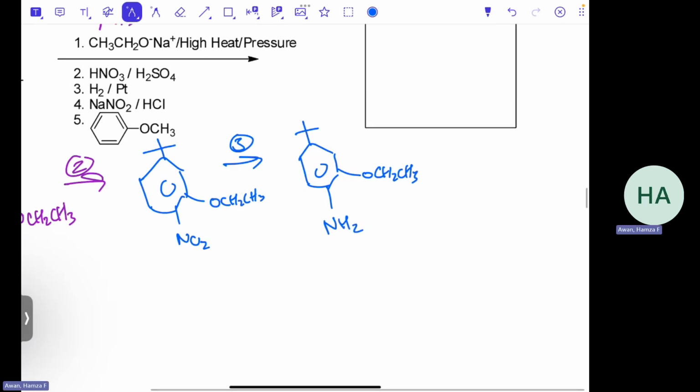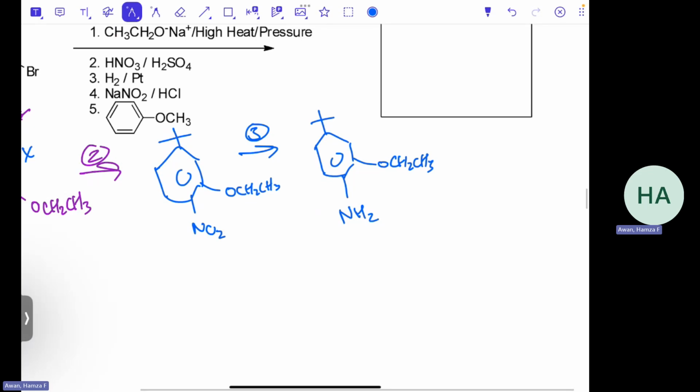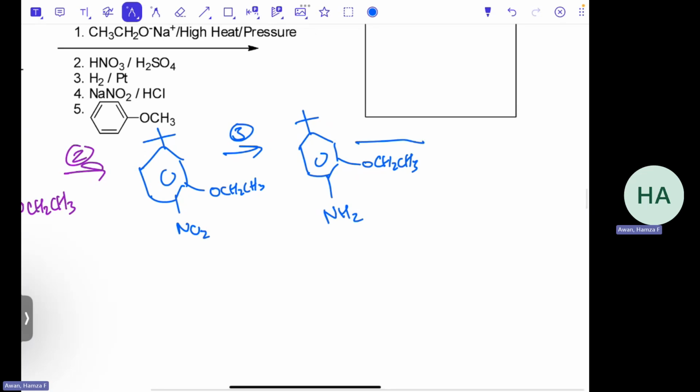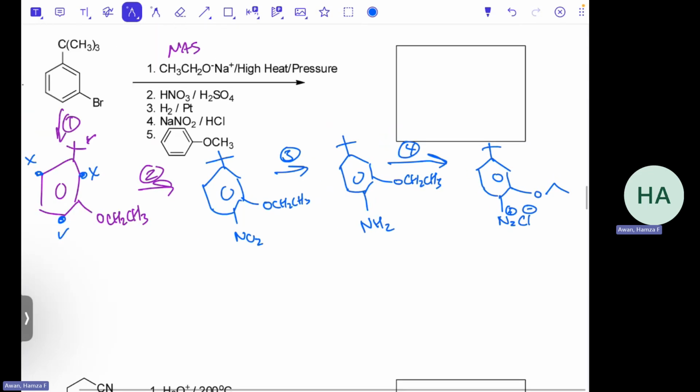And then for our fourth step, NaNO2 HCl, I think it's a new reaction you would have learned, but this creates the diazonium salt. This is an important reaction to know, because I think it pops up on a lot of finals. So the diazonium salt is formed on this one. What that means is that this NH2 is going to go from an amine to the N2+ Cl-. So this is our diazonium salt.